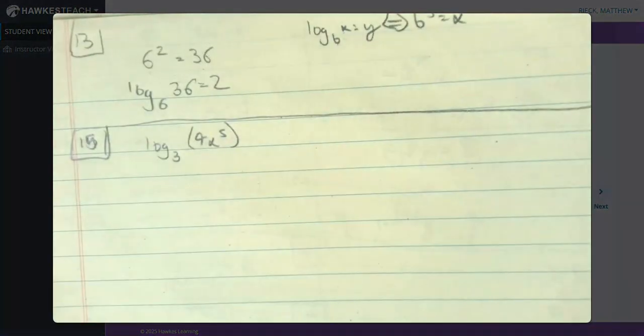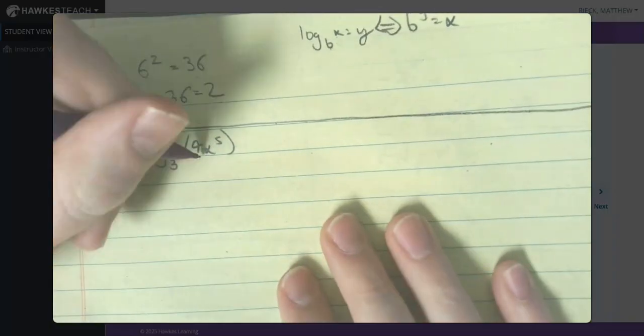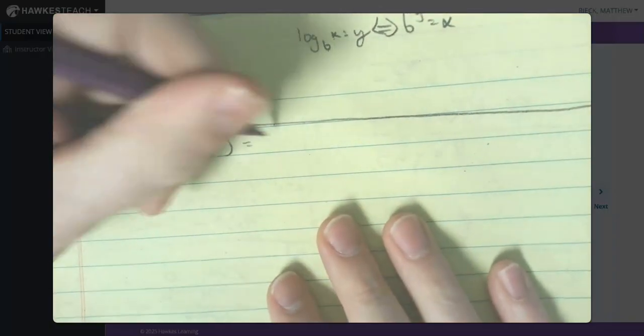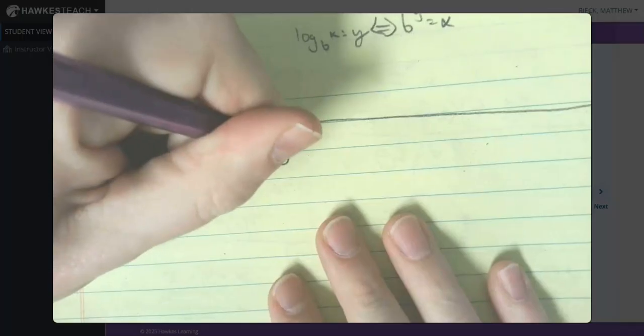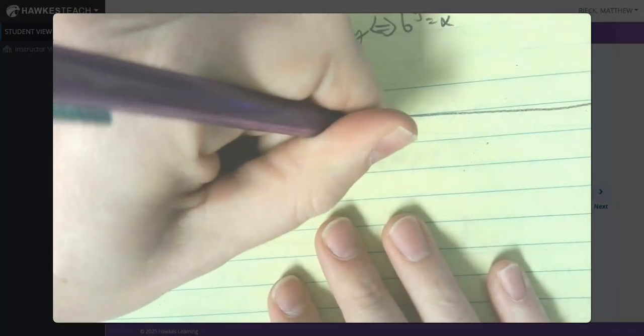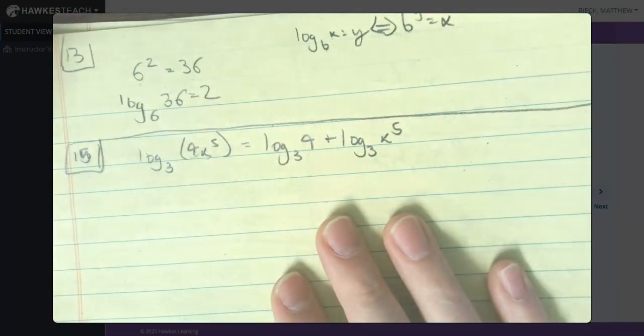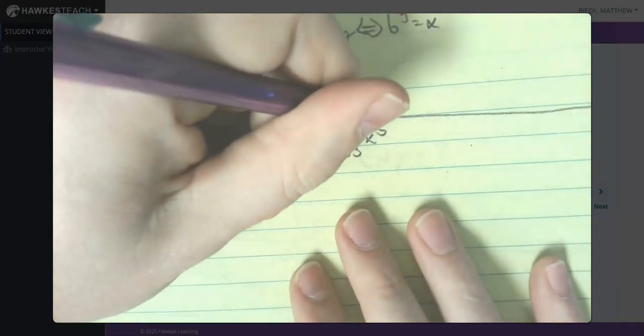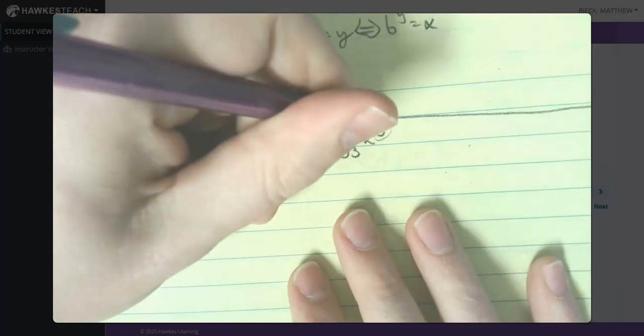All right, so here we're asked to expand this logarithmic expression. So here we're multiplying inside here, so we can separate that out into the log base 3 of 9 plus log base 3 of x to the 5th. And then we have x to the 5th here.